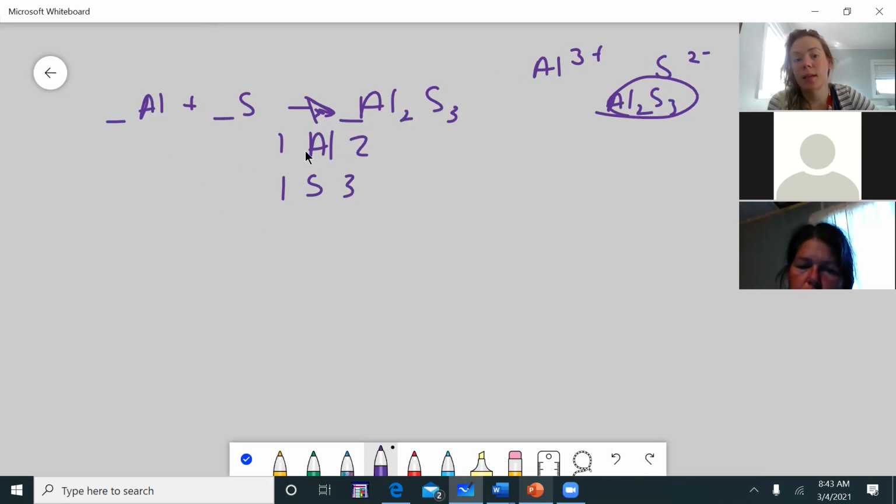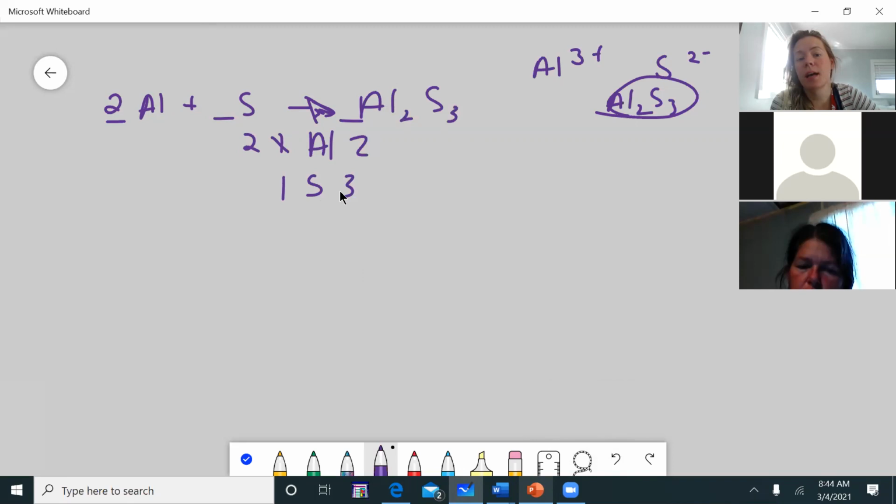So I need to put numbers in front in such a way that it will balance out. This one's pretty easy. Usually you want to balance metals before non-metals. So let's go with aluminum. There's 2 aluminums on this side. I need to get 2 aluminums on this side. So I'm going to put a 2 in front. I would never put a 2 here because aluminum is not a diatomic molecule. It doesn't do that. So instead, I'm going to say I have 2 aluminum atoms. That changes this to 2.